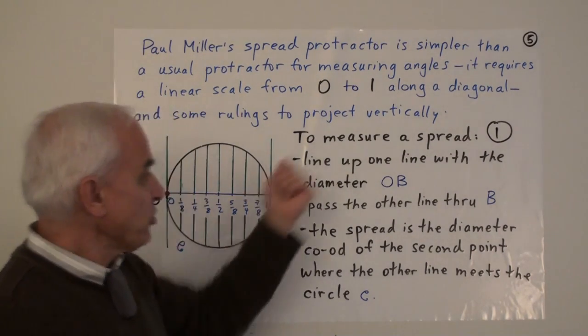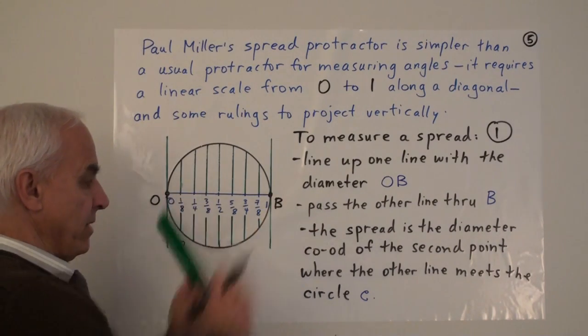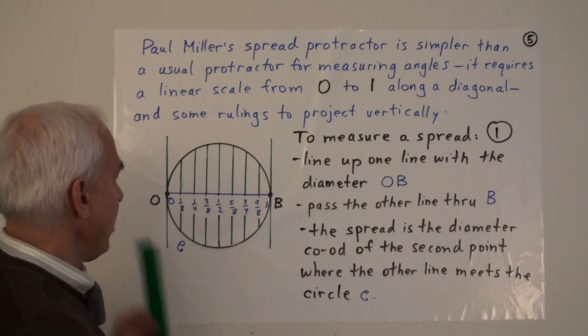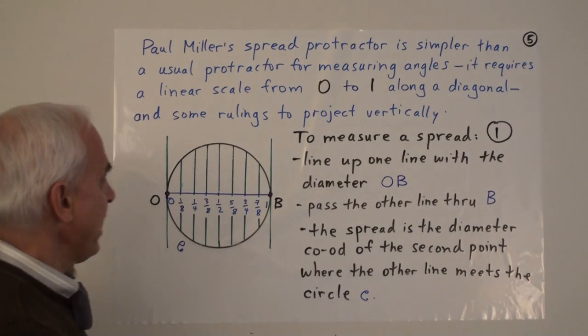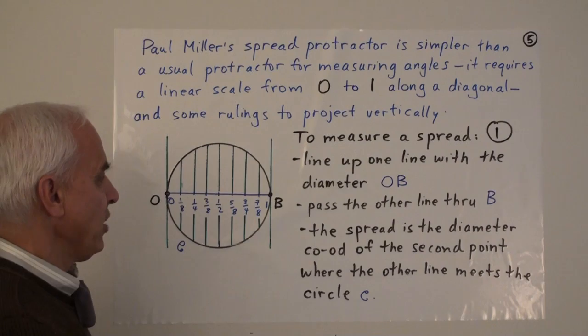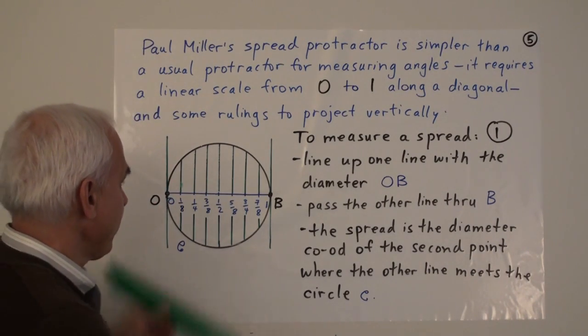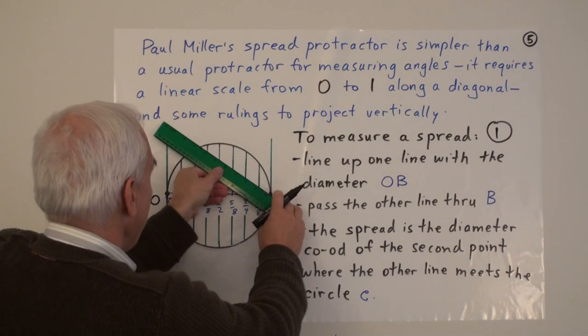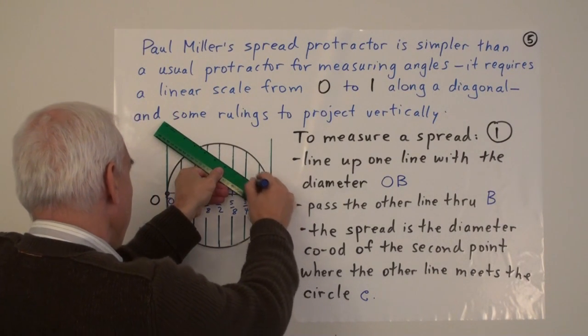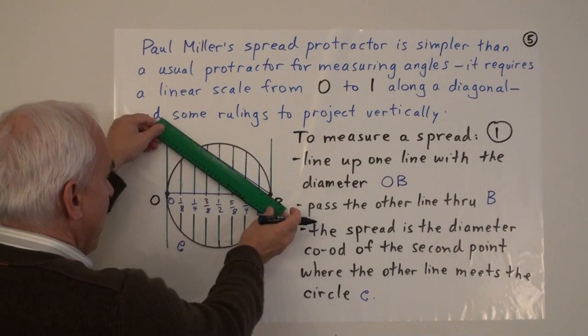So, to measure a spread, one way of measuring a spread is this: let's say you have two lines meeting somewhere. Then you line up one line with the diameter OB, and you pass the other line through B. So let's say the other line is something like that. So we're having one line here and one line there.